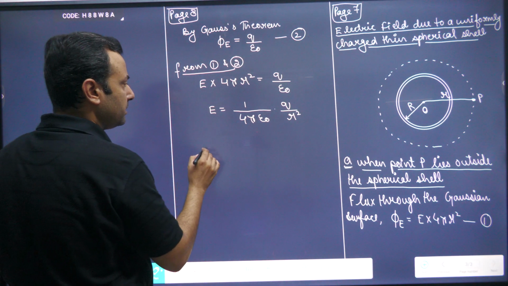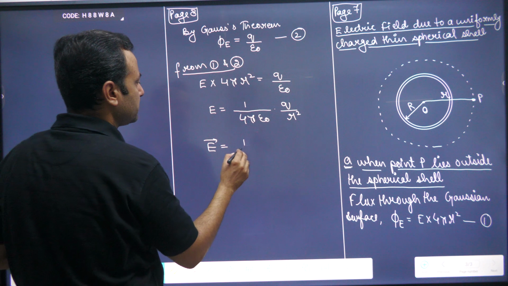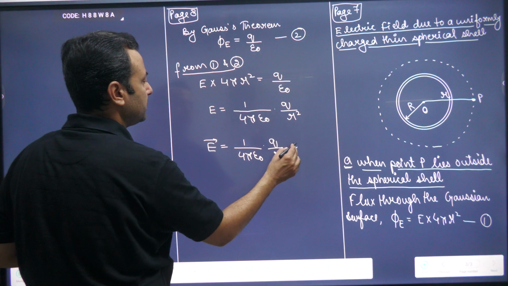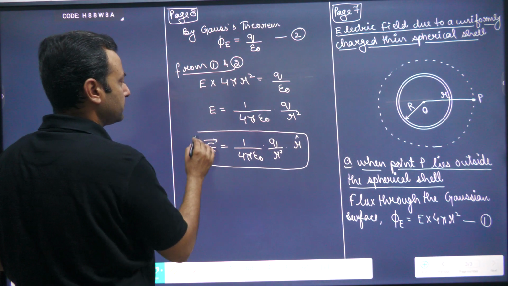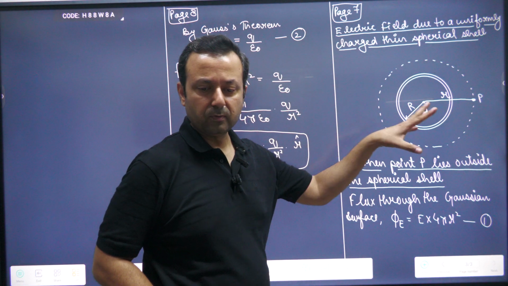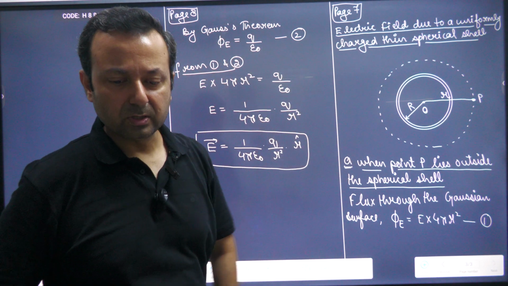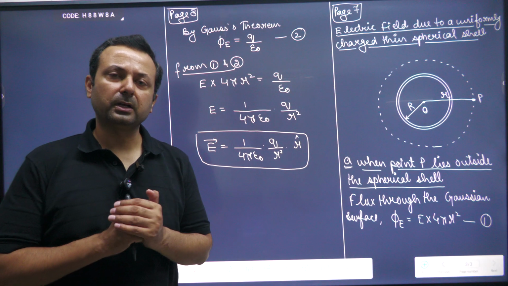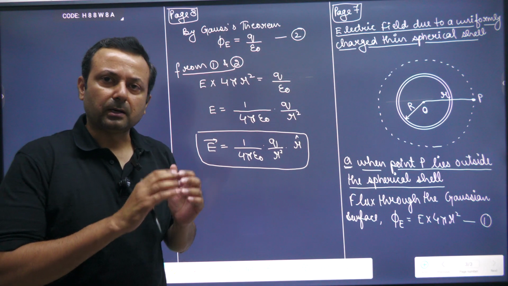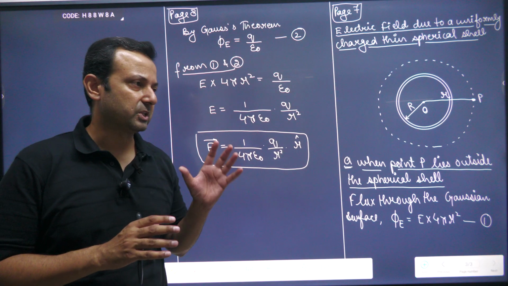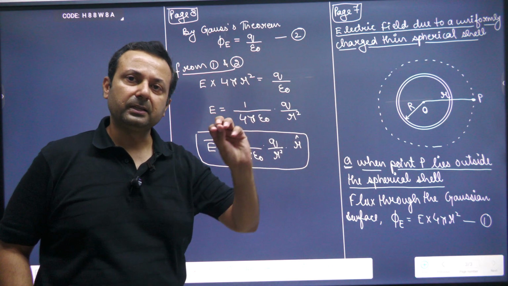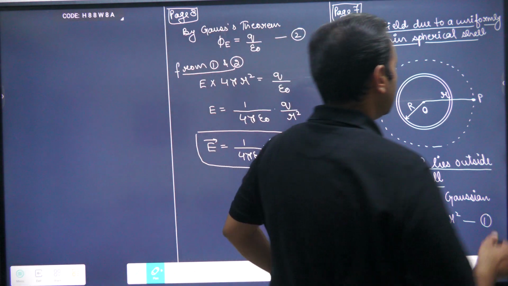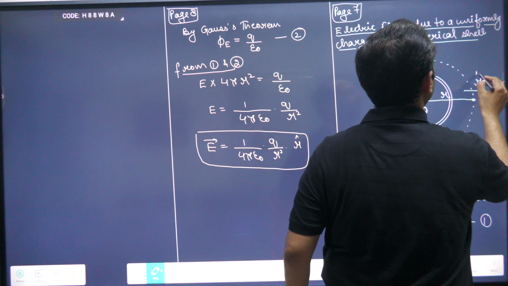Okay, and vectorically, E vector is equal to 1 upon 4 pi epsilon naught Q upon r square r cap. R cap is a direction outward. It is radially outwards from this sphere. Because we know that if charge is distributed uniformly on this spherical shell, then we take that charge to be positive charge, and positive charge always radiates out electric field. So electric field will be outwards. Outward means the direction of r cap will be like this.